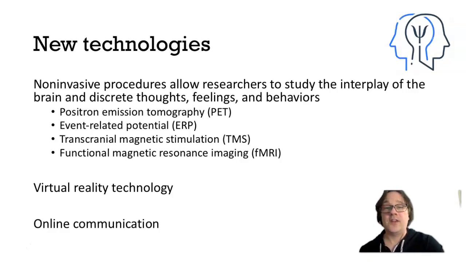We also have event-related potential measurements that we can measure individual neurons, transcranial magnetic stimulation, which involves temporarily disabling parts of your brain and essentially seeing what that does. So sounds a little crazy. I'll show you a video of how that works in a minute here. And of course, the fMRI, functional magnetic resonance imaging.